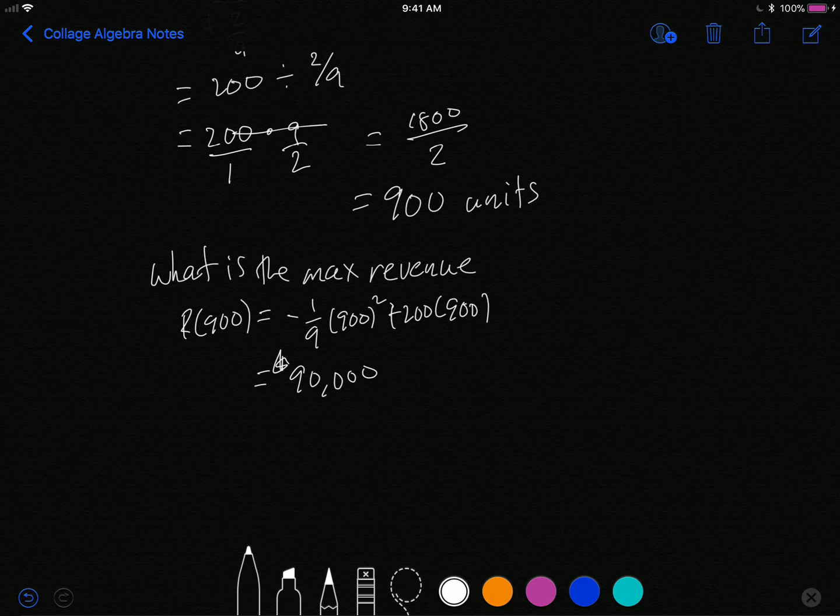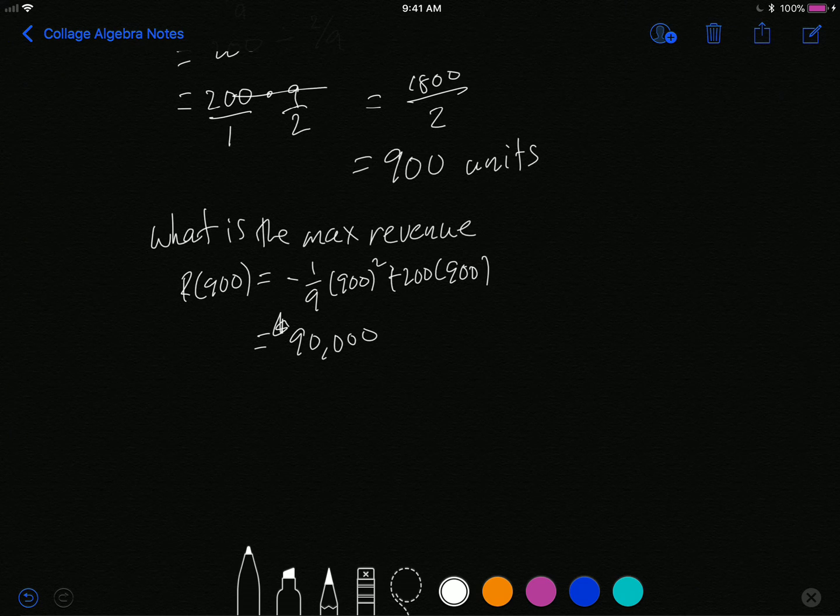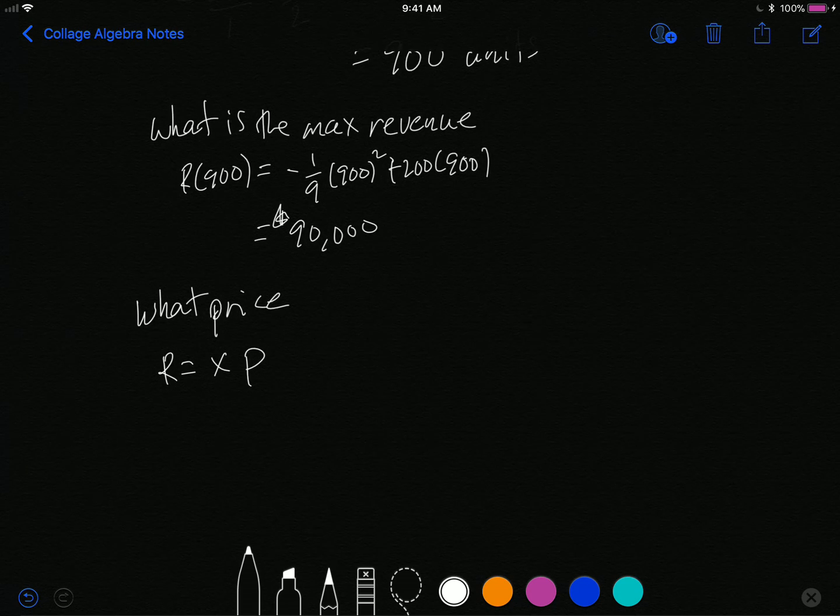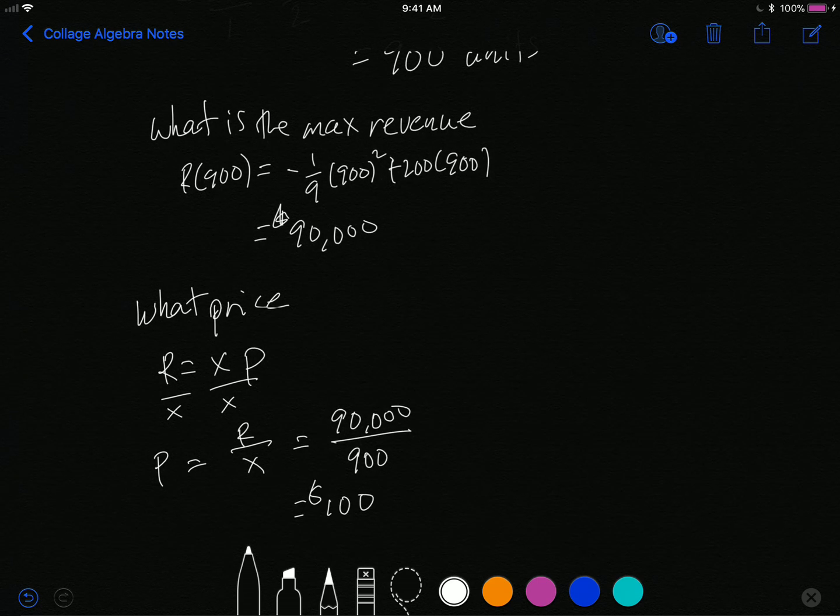And so then the question is, what price should the company charge to maximize the revenue? Well, we know that the revenue is equal to the number of units multiplied by the price. So if I divide by x, the price you should charge is equal to the revenue divided by the number of units. The maximum revenue is 90,000. The number of units that get you to that maximum is 900. And so you should sell them for $100 each. And that will give you the price that maximizes the revenue.